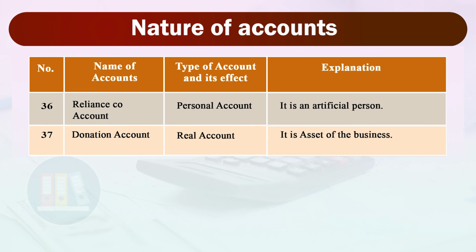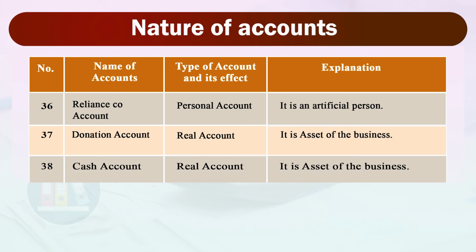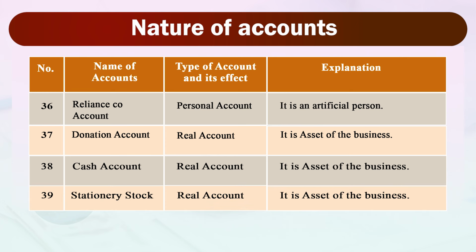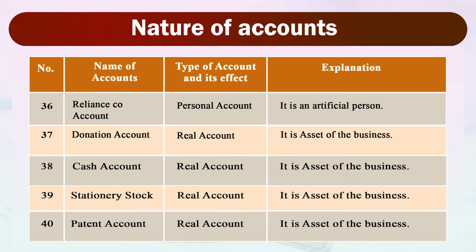Next is donation account. So, it is also the asset of the business and it will be treated as a real account. Next is cash account, and cash is also the asset of the business, it will be treated as a real account. Next is stationery stock account. Any stock is an asset of the business, so it is also treated as a real account. The last is patent account. Patent is also the asset of the business. So, again it will be treated as a real account.